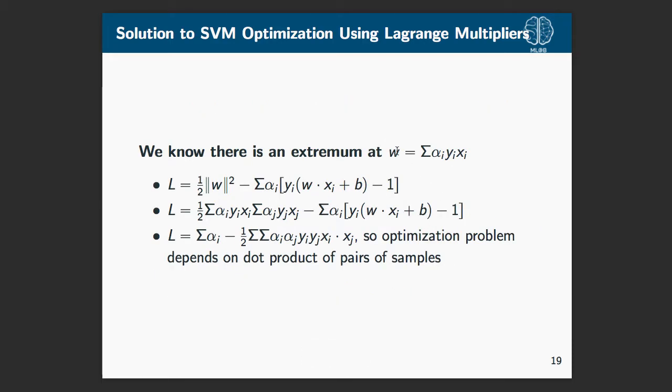Okay, so we know that there's some sort of critical point at w is equal to the sum of alpha i, yi, xi. So you can take that and plug it back into the loss function that you had before. Once you simplify it out, which isn't too important to know how to do, you can see that the loss term depends directly on xi times xj, right? So that means pairs of different training variables. The optimization problem depends on the dot product of the pairs of samples. Remember that when we get to kernel functions, that'll be pretty important.